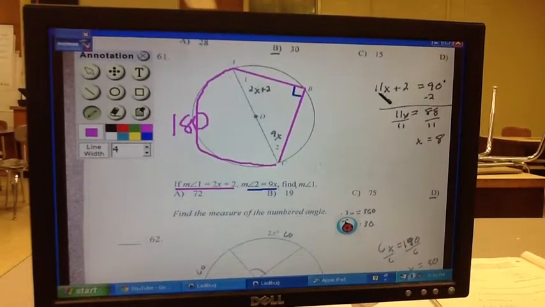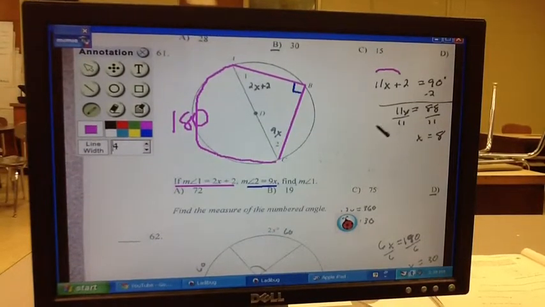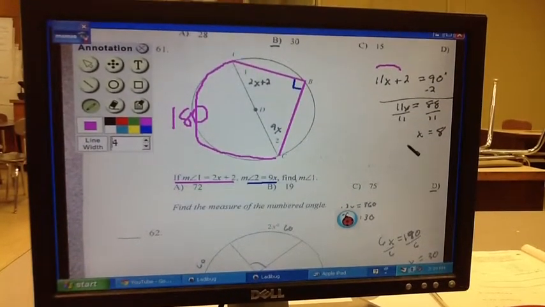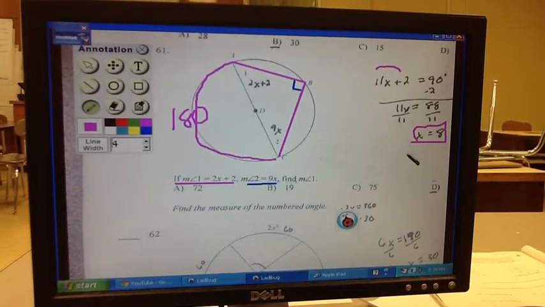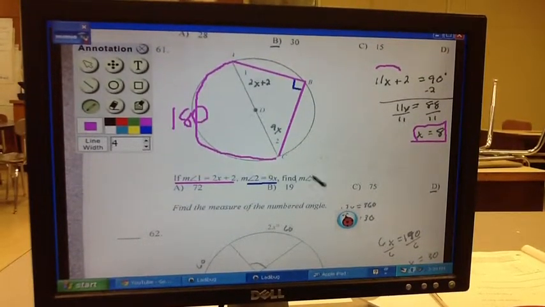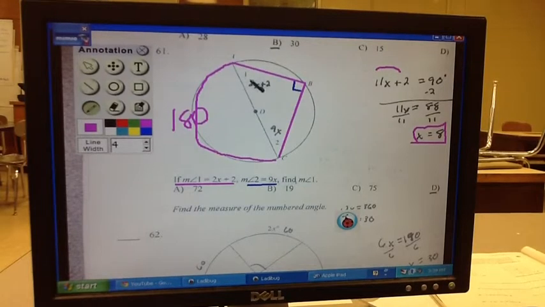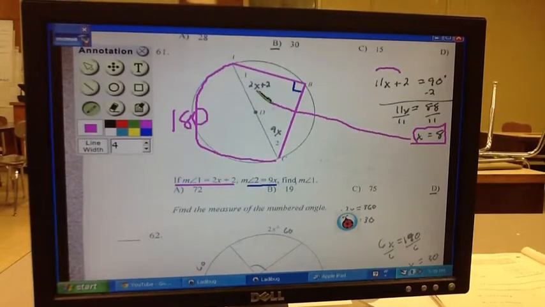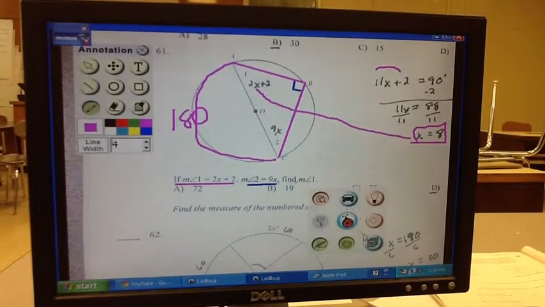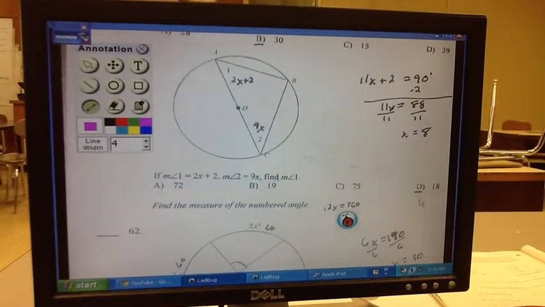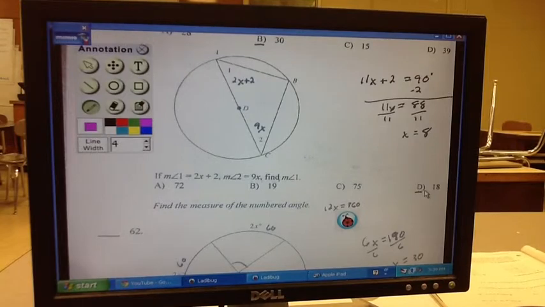If I add those two, I get 11x plus 2 equals 90. Solve through and find x. Remember, they're always trying to trick you. Most of the time they throw 8 in here. This time they didn't. Find angle 1. So plug that 8 back into where that x is at. 2 times 8 plus 2. Kind of off the page a little bit, but it ends up being 18 down here.